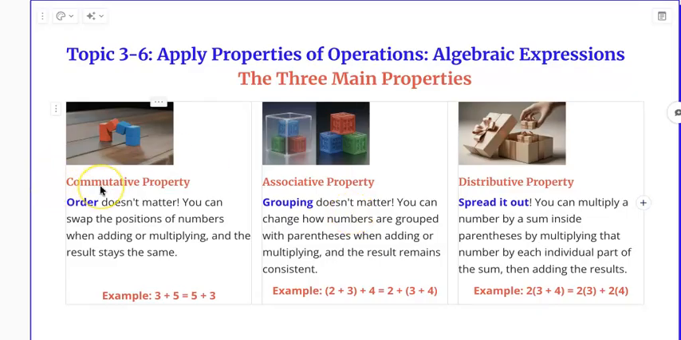So commutative, the order doesn't matter. And again, it only applies to adding and multiplying. For associative, grouping doesn't matter. It only applies to multiplying and adding.